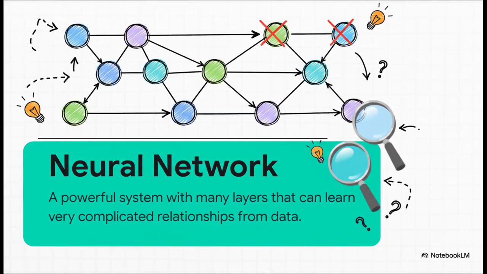So real quick, what's a neural network? Think of it like a powerful, brain-inspired machine that's amazing at finding patterns. It's got all these layers of connected neurons, and it learns by chewing through mountains of data. But, and this is a big but, all that power comes with a pretty serious downside.